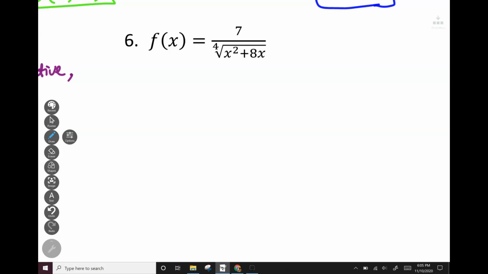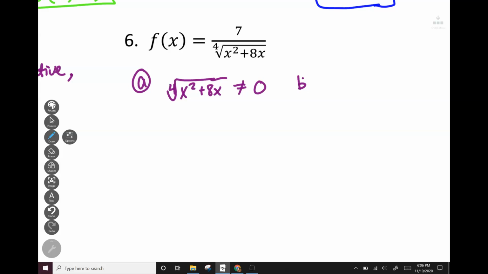All right, number 6. Wow, this one, we've got a lot going on here. So let's take it one step at a time. First of all, notice you've got x's in the denominator, and they're taking the 4th root for that radical. So step 2, a says that your denominator cannot equal 0. So that's the 4th root of x squared plus 8x cannot equal 0.